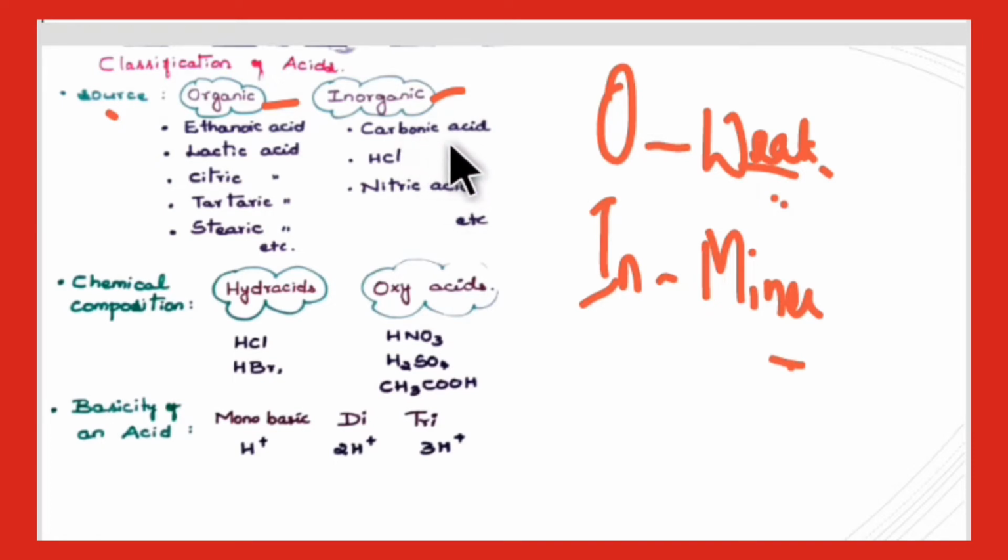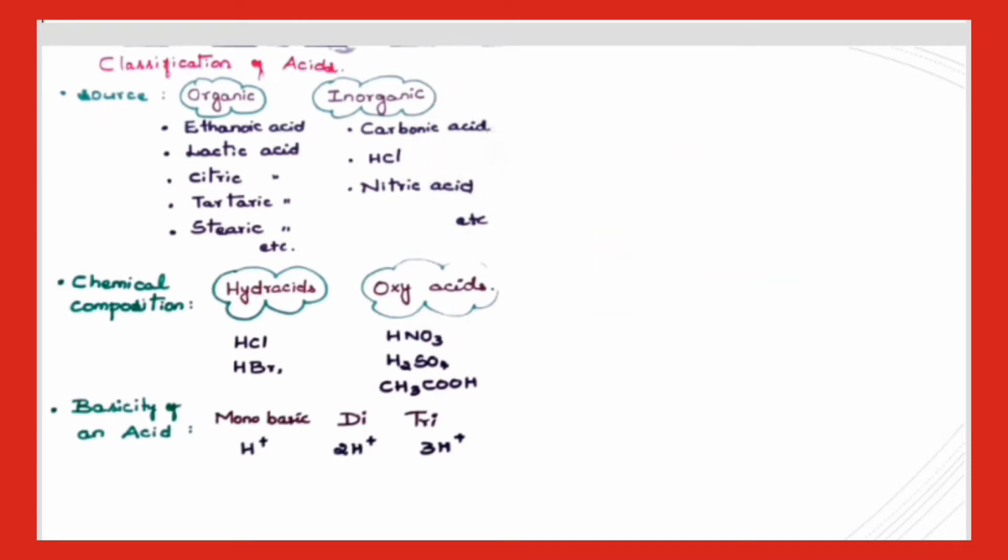Examples are carbonic acid. The chemical formula for carbonic acid is H2CO3; there is the presence of carbon here. Then HCl, hydrochloric acid, which we know is present in the stomach. It is also used for cleaning metal surfaces. Then nitric acid, HNO3, which is used in making explosives and fertilizers.